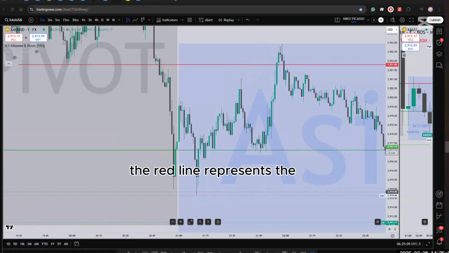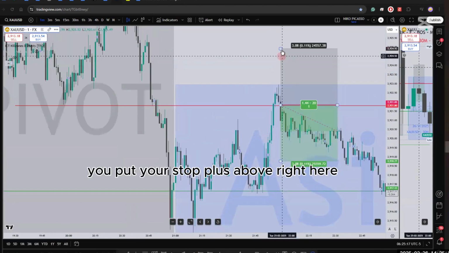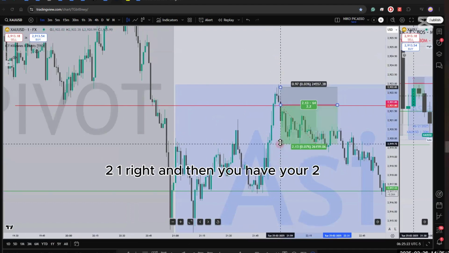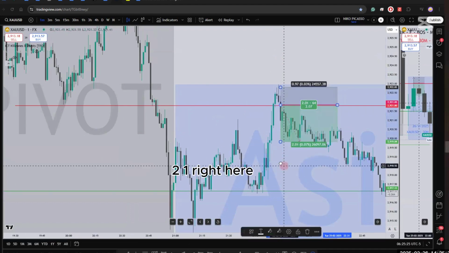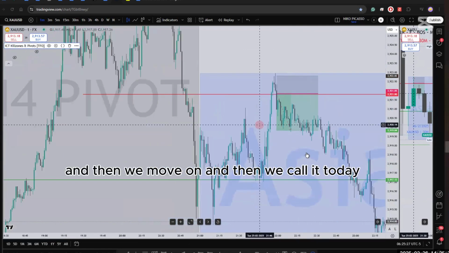The red line represents the sell logic that we identified on the 30-minute time frame. The market goes above it, it starts to return towards it, then you sell. Right here, you put your stop loss above, right here, and then you aim for your 2-1, right? And then you have your 2-1 right here, and then you see it went straight to take profit, alhamdulillah, and then we move on, and then we call it a day.